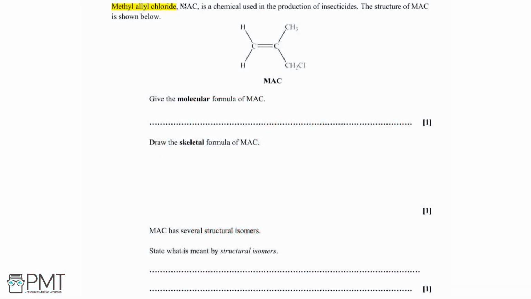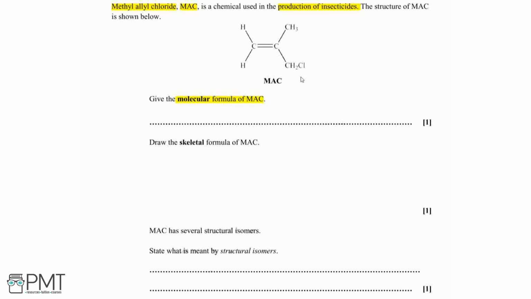Methyl allyl chloride, MAC, is a chemical used in the production of insecticides. We can see the structure of MAC here below. And we need to give the molecular formula of this compound here. So our molecular formula is our actual whole number ratio of the atoms within the compound. And we can see that we've got carbons, hydrogen, and chlorine within our compound. So let's count up the numbers of the different atoms.